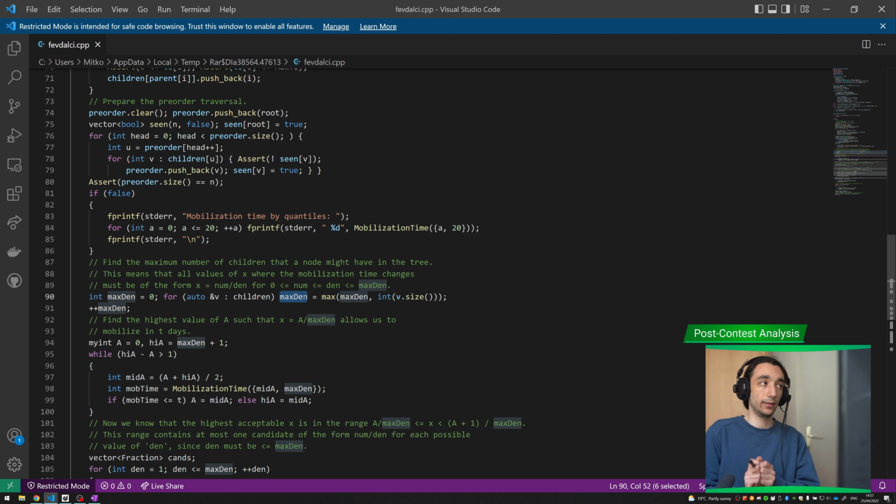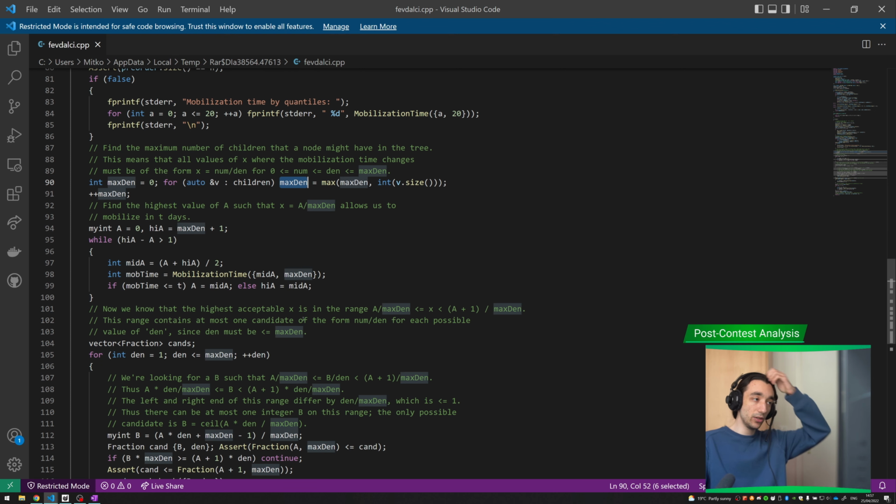Due to the fact that this fraction should satisfy all nodes. So if it satisfies all nodes, it cannot be larger. The denominator cannot be larger than the maximum number of children. But there is a bit of a catch here. We still need the LCM, but instead of finding the LCM, we find this maximum denominator.